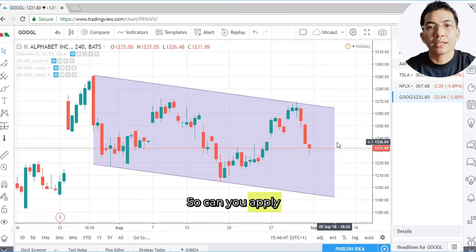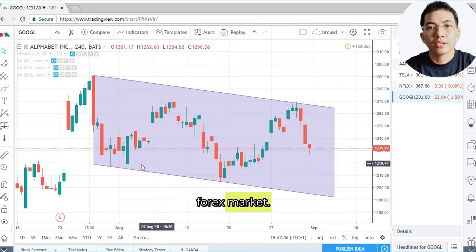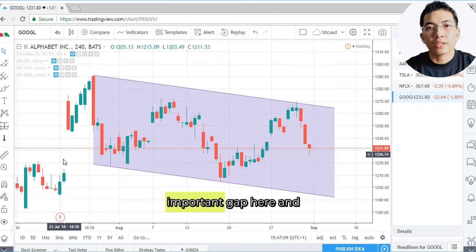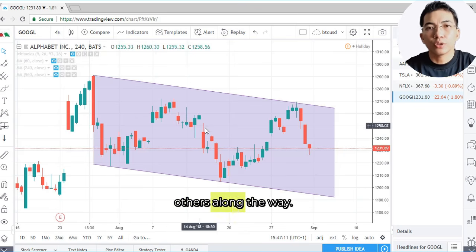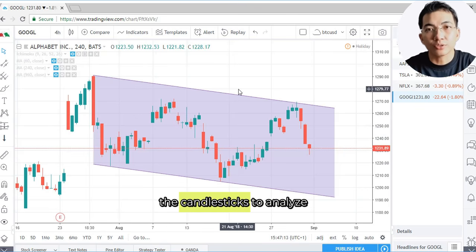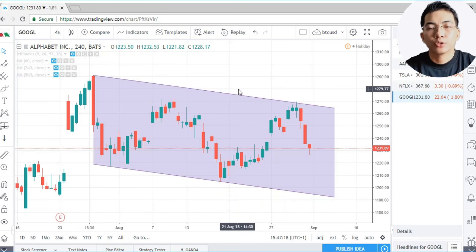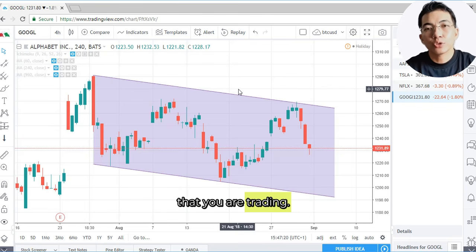So, can you apply the concepts in this course to other financial markets, like the stock market, for example? Yes, you can, but make sure to study the main features of the market that you are going to trade. For example, the stock market has many more gaps compared to the forex market. You can see an important gap here and others along the way. So, you can use the candlesticks to analyze any other financial market, but make sure that you understand the market that you are trading.